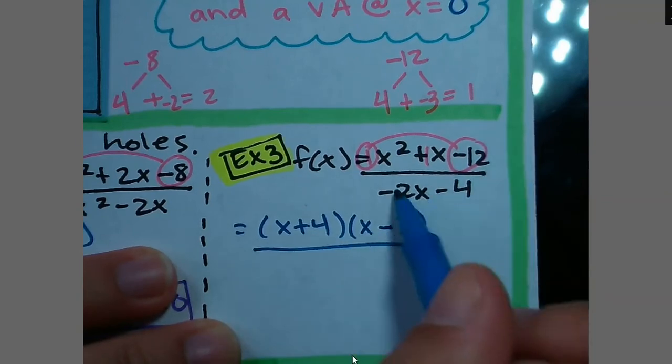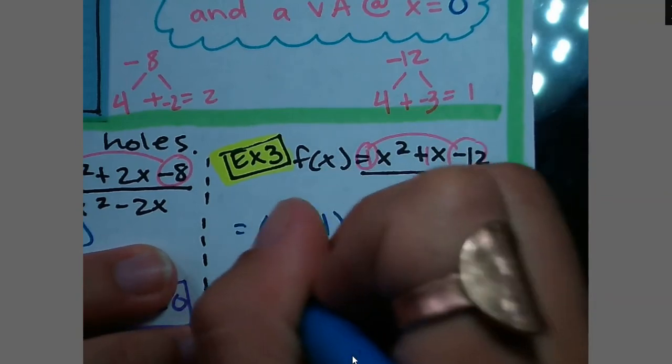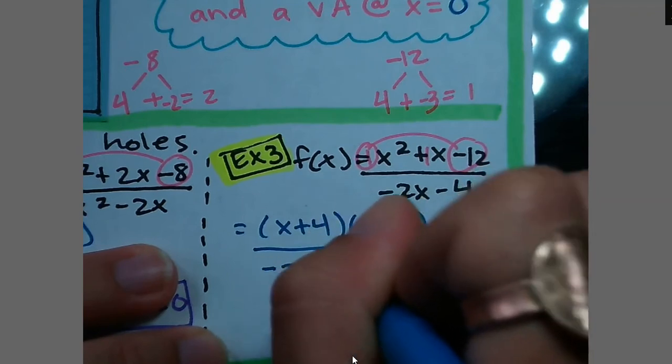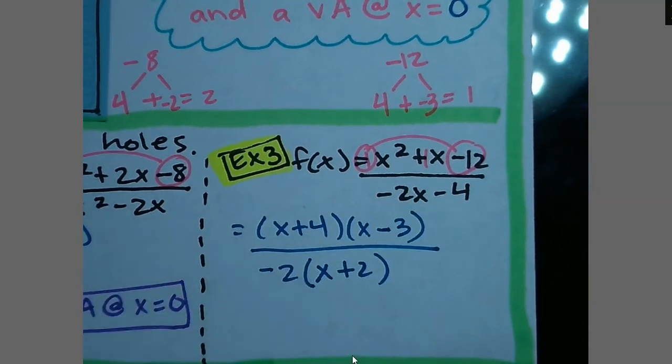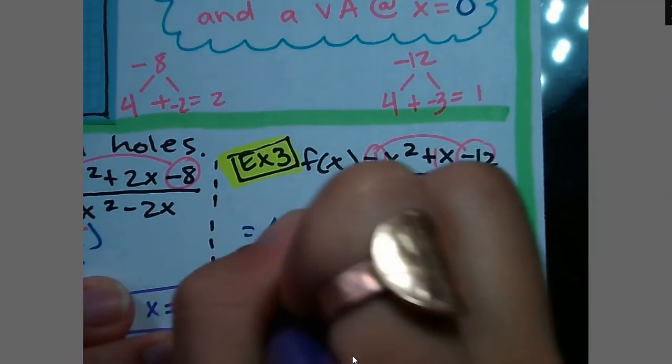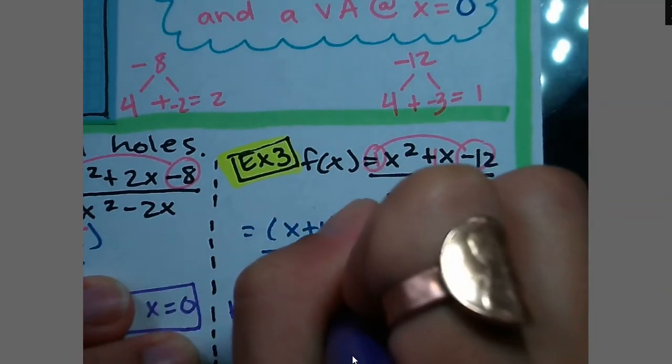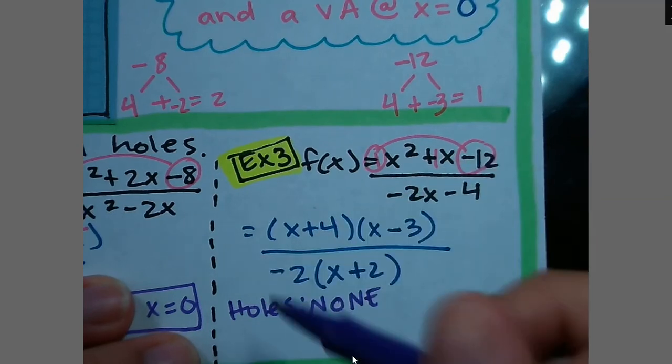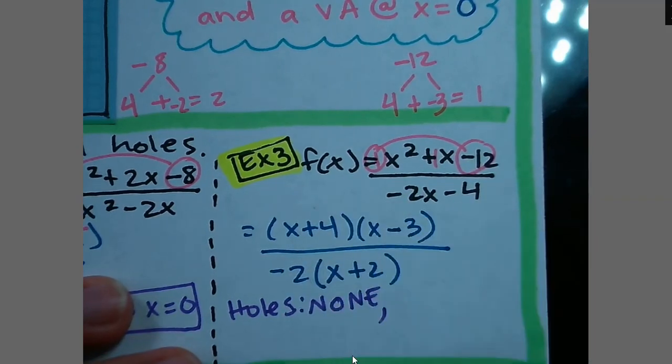And then on the bottom, I can pull out a negative 2, and I'm going to be left with x plus 2. All right, so notice here, nothing cancels out at all. So that means we have no, you guessed it, no holes. Okay, so there's no holes here. You can just put none, you can put NA, whatever you like to write. I like none for this case.